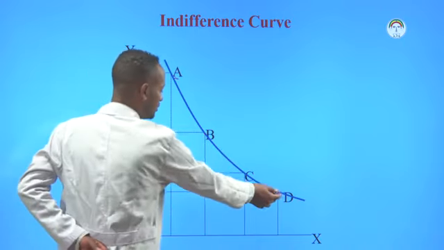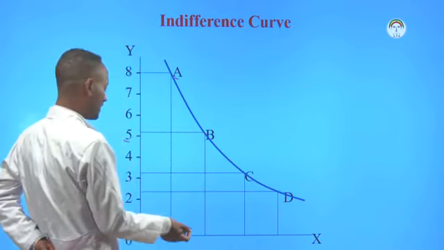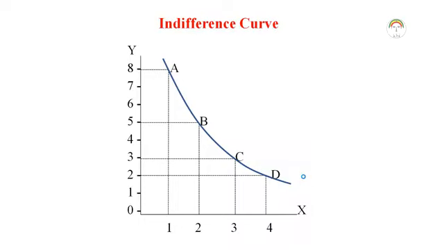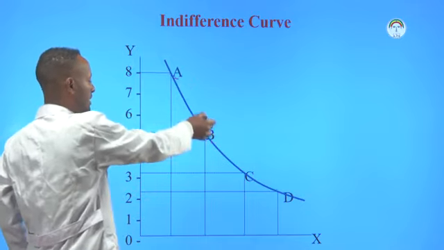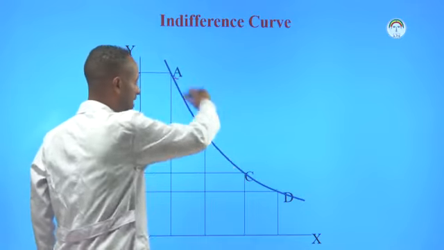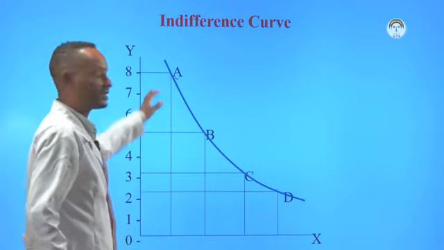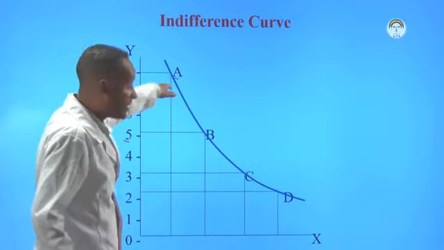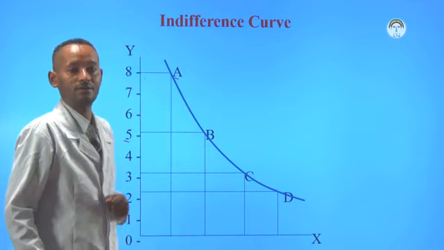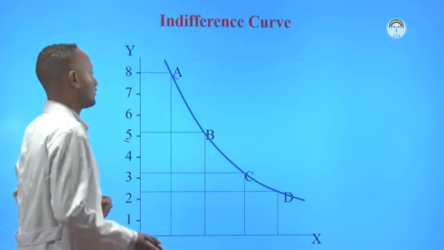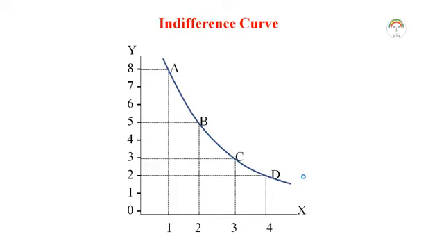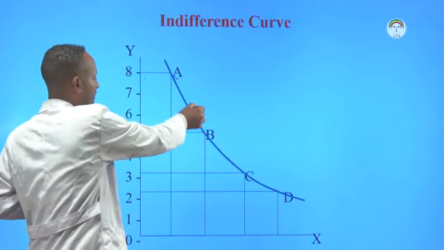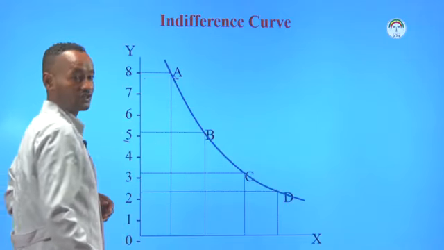And at combination D, it is equal to the satisfaction that he gets from the combination of 4 units of X and 2 units of Y. And when we join these points together, points A, B, C, and D, we get the indifference curve. This curve shows the various combinations of the 2 commodities that give a consumer an equal level of satisfaction. Any point on the indifference curve gives an equal level of satisfaction.